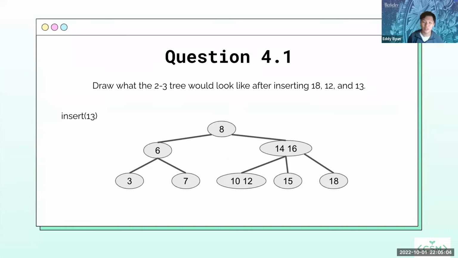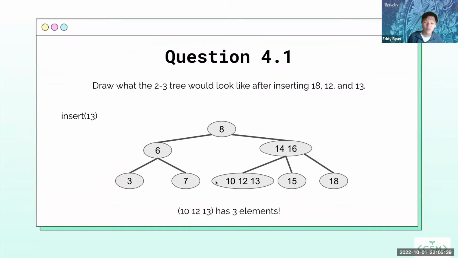And so now what happens when we insert 13? Well, again, we're going to start at the root. We see that 13 is greater than 8, so we go to the right child. Here in this node, we see that 13 is less than both 14 and 16, so we go to its left child. And here, again, because this node containing 10 and 12 is a leaf node, we have to add 13. We add 13 to the right of both 10 and 12 because 13 is greater than both of them. And as a result, you get this node here.